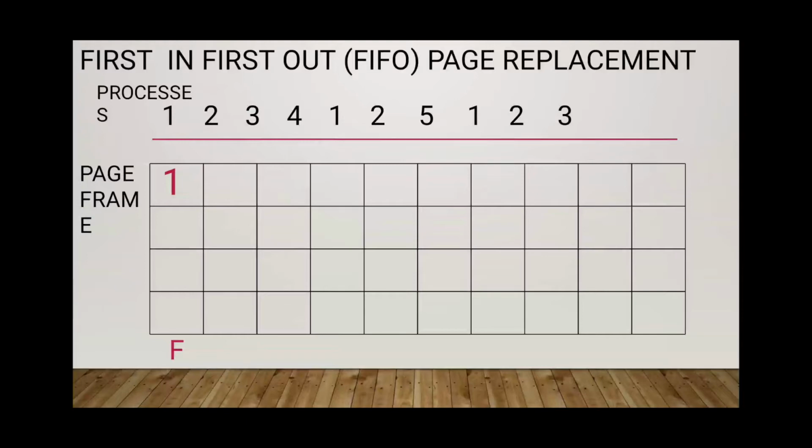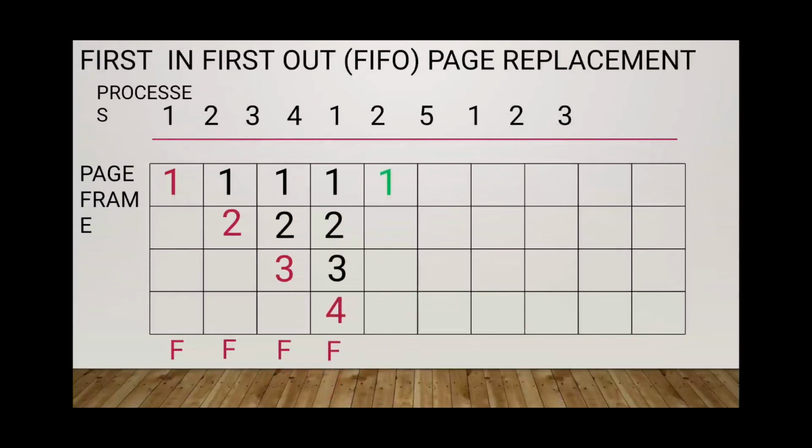A page fault is a type of exception raised by computer hardware when a running program accesses a memory page that is not currently mapped by the memory management unit into the virtual address space of a process. Then the next process is 2. So let's copy the 1 and put the 2. Since 2 cannot be found on the table, it has a page fault. The next is 3, and again let's paste it and put the 3. Since 3 is not in the table, a page fault occurs. Then the next is 4, which is not found in the table, so a page fault occurs.